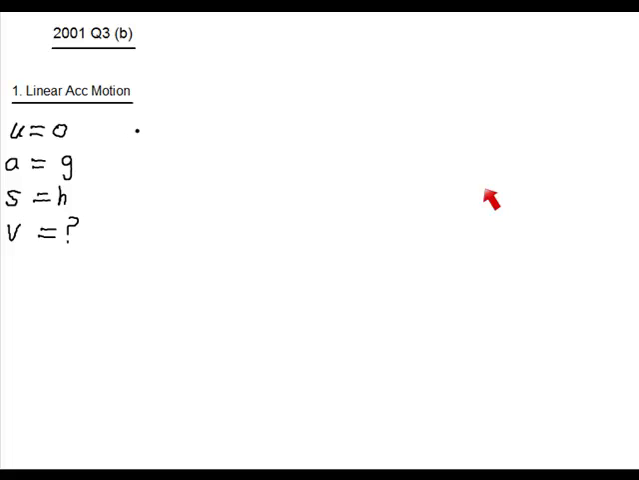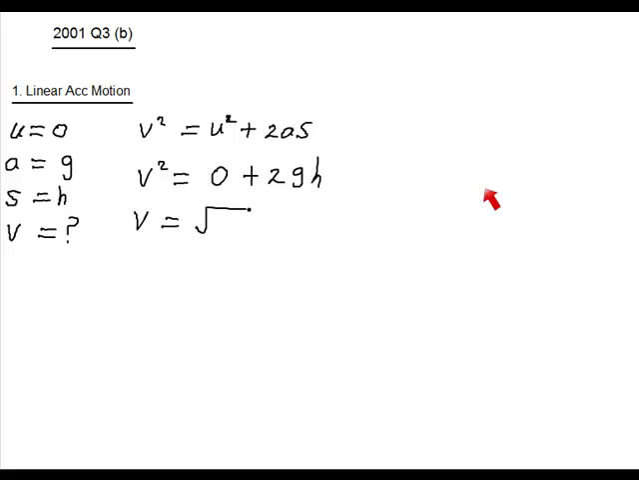And now it should be obvious what equation to use. It's v squared is equal to u squared plus 2as. V squared is equal to 0 plus 2 times g h. So v turns out to be the root of 2gh. And that's part 1 of the question finished. As such, that's the linear motion part done.